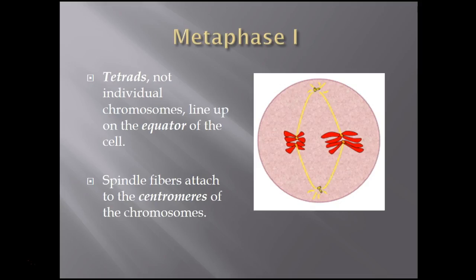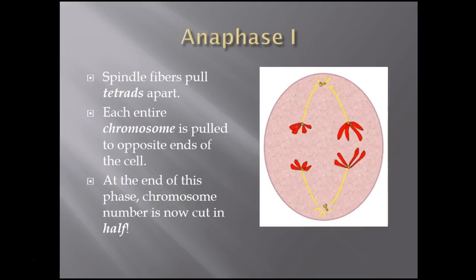All right, so that was prophase 1. Now metaphase 1, remember the tetrads, the pairs of homologous chromosomes, they're going to line up on the equator of the cell. The spindle fibers are attaching, you can see here, to the centromeres of each of those pairs of chromosomes. So in anaphase 1, the spindle fibers will pull the tetrads apart. And now notice that it's an entire chromosome that's moving towards the opposite end, or the poles of the cell. It says at the end of this phase the chromosome number is now cut in half, but that is not really true until this cell will split.